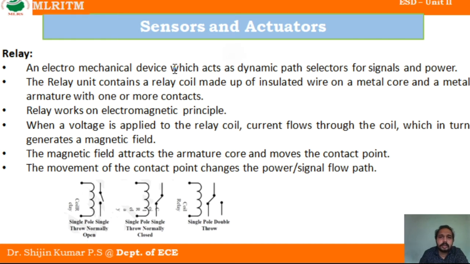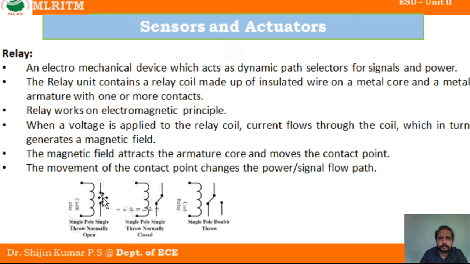A relay unit normally consists of what? A coil. Here is the coil, and in these terminals only we will apply the voltages. The coil will be made of insulated wire, and there will be a metal core attached to it, just like a transformer. And an armature also will be there. So what is the peculiarity of the armature? The armature will have one or more contacts.